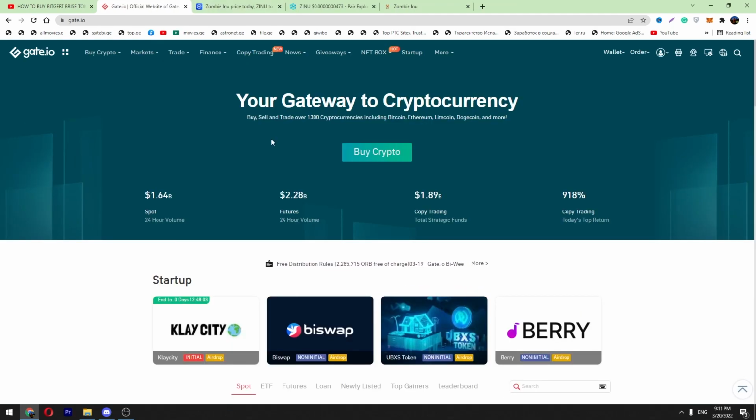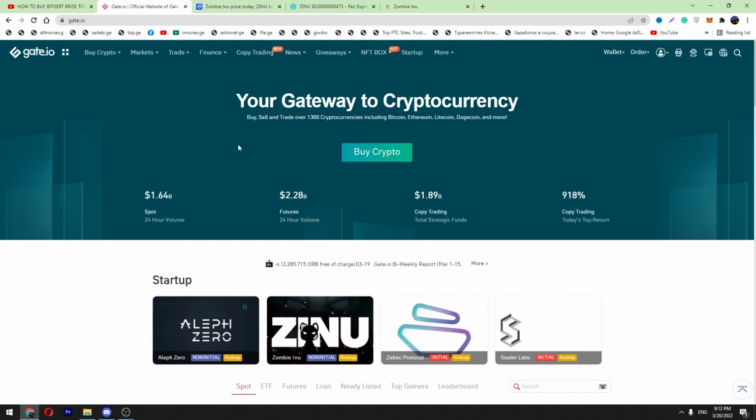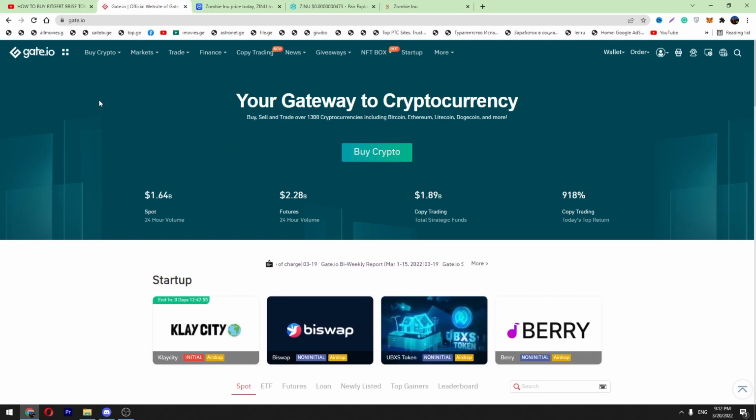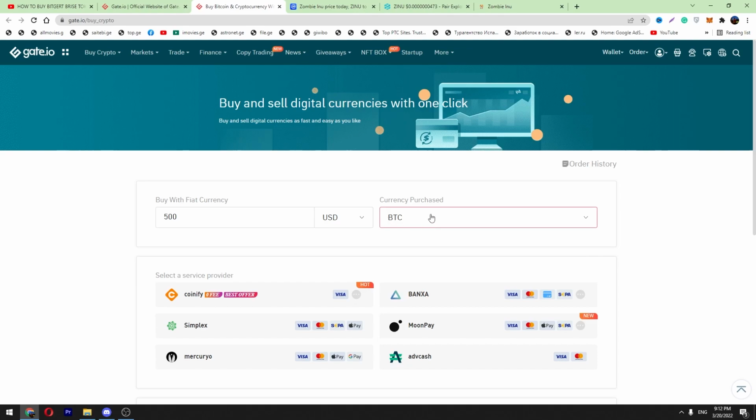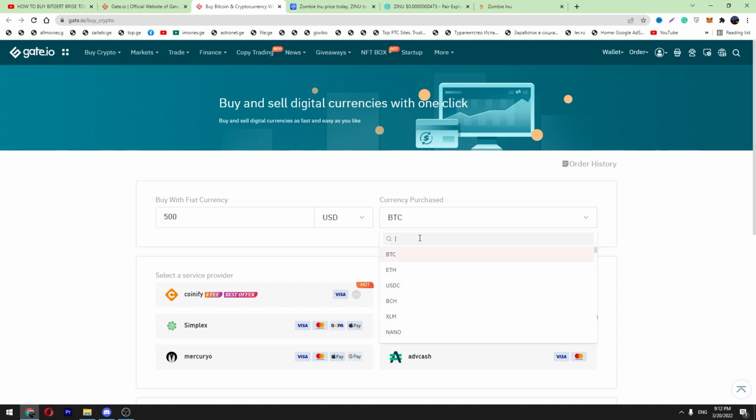After you finish the registration process, log into your account, and the next thing we need to do is buy USDT, because to buy Zombie Inu, we need to swap USDT for it. So first of all, go to Buy Crypto and choose one of these options, for example, credit card. In the right gap, you should enter USDT, and in the left gap, you should enter the amount of money you are going to pay. The minimum payment is 30 USD.